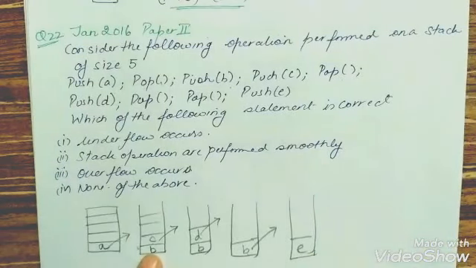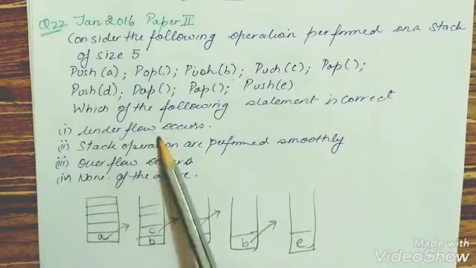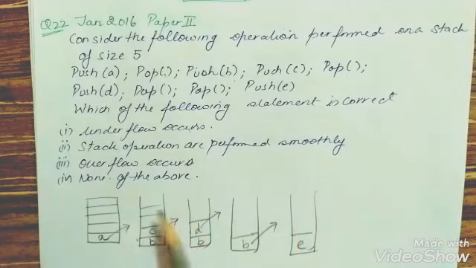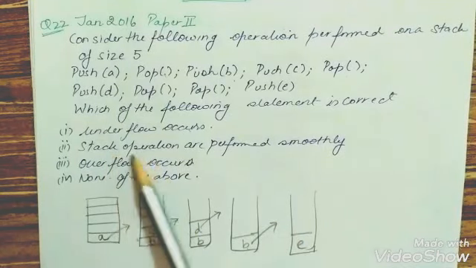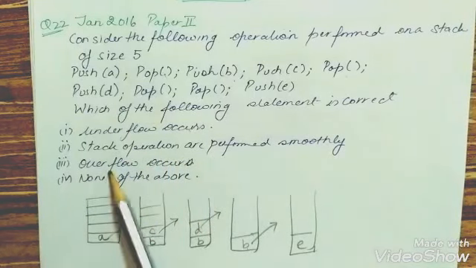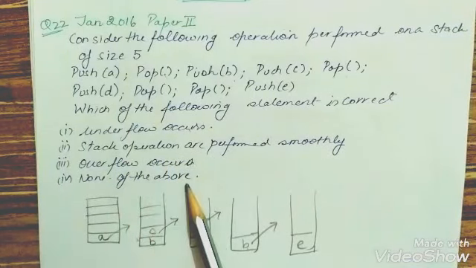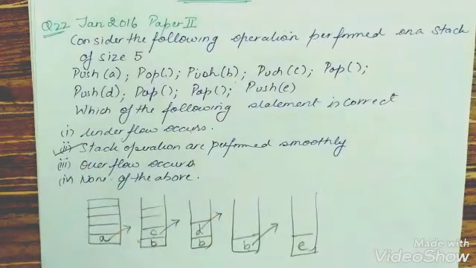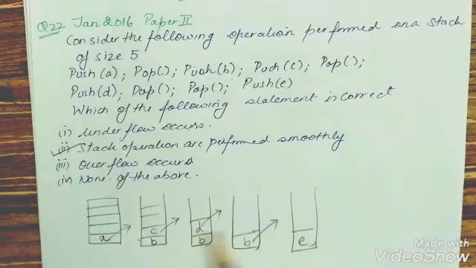So what are the options we can see? Underflow occurs. No, there was plenty of space. No underflow occurred. Then stack operations are performed smoothly. Overflow occurred. None of the above. So I think that it should be stack operations are performed smoothly, because there is no problem while performing these steps. So this is another type of question which can be asked.